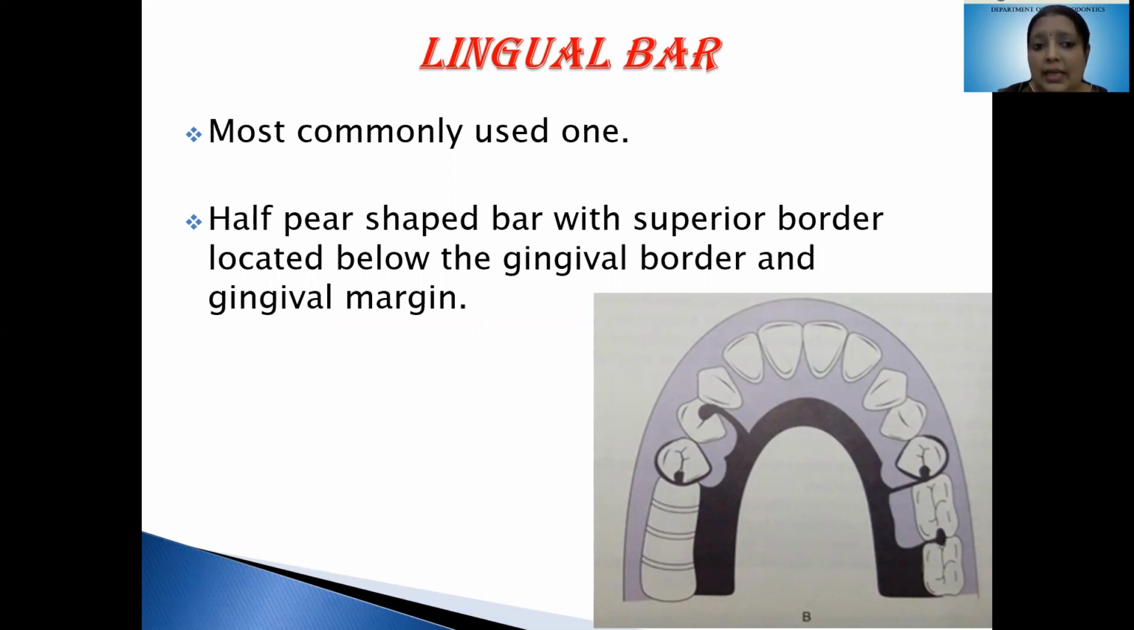It is not like this for the maxilla. For the maxilla, each edentulous case has its own requirements. But in the mandible, we always think of the lingual bar first.